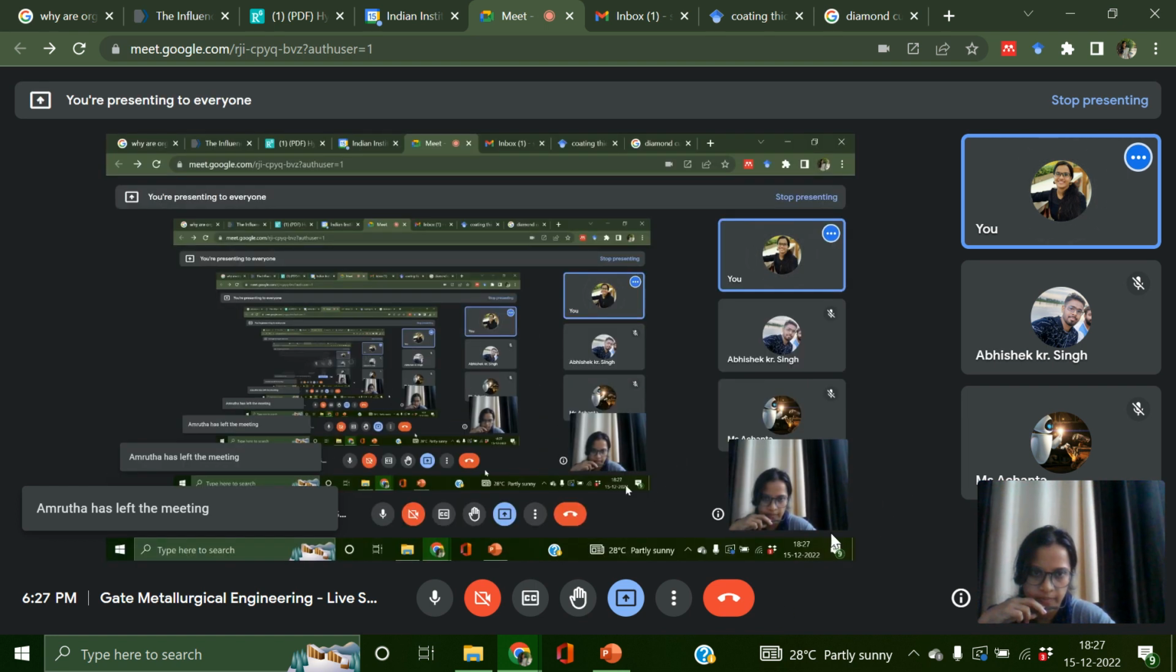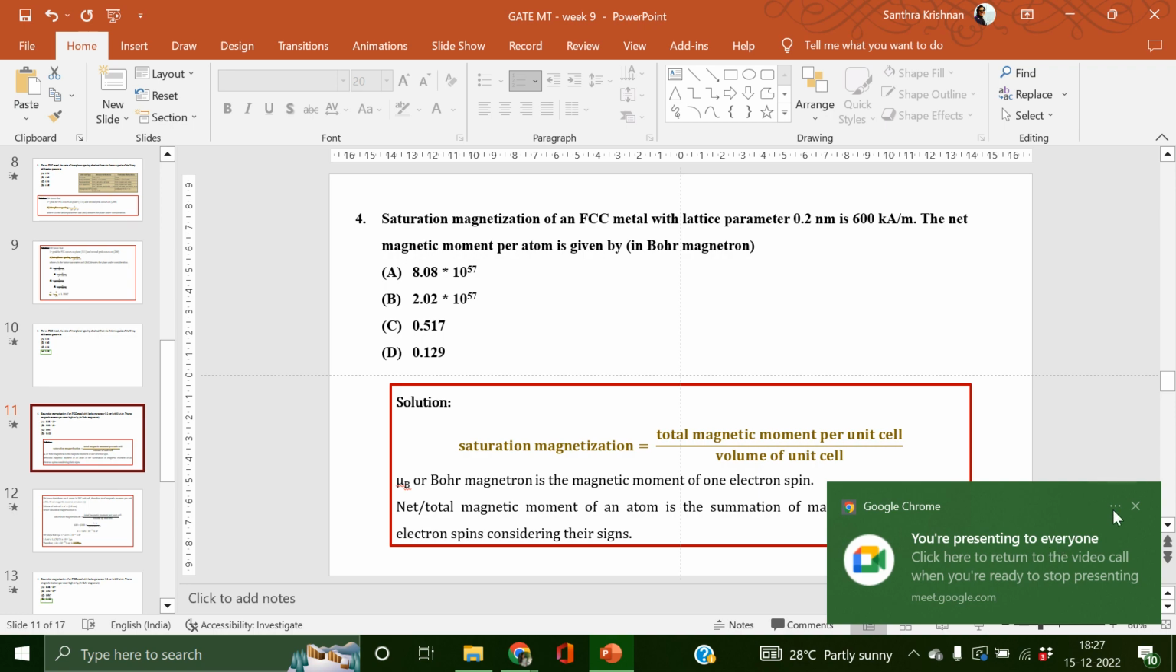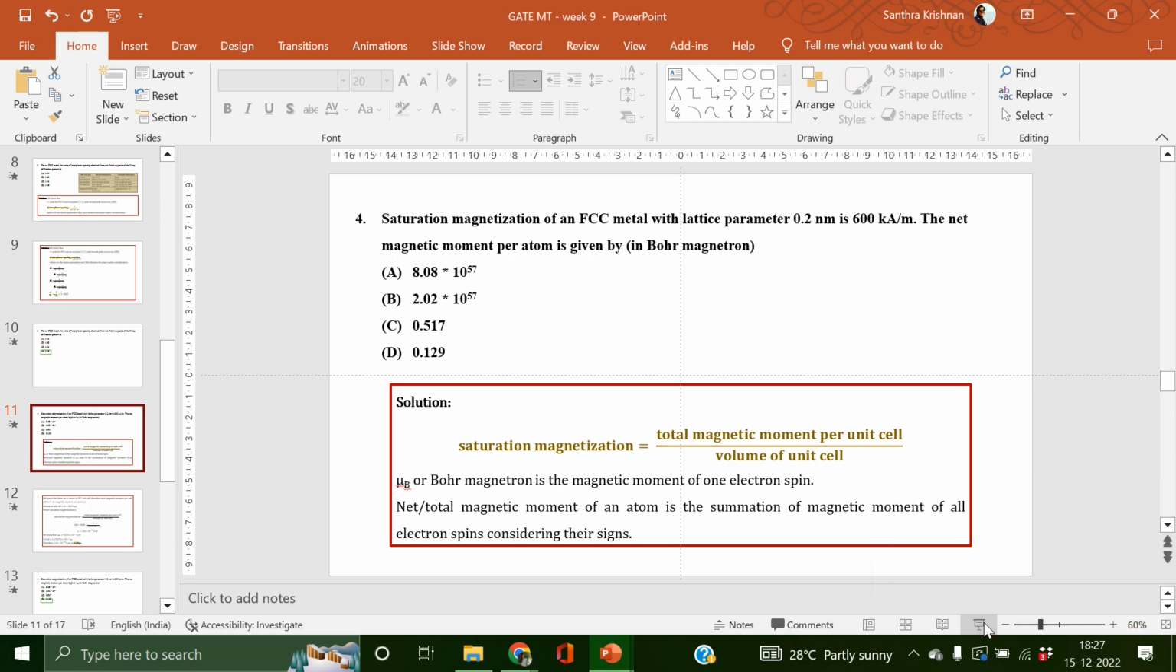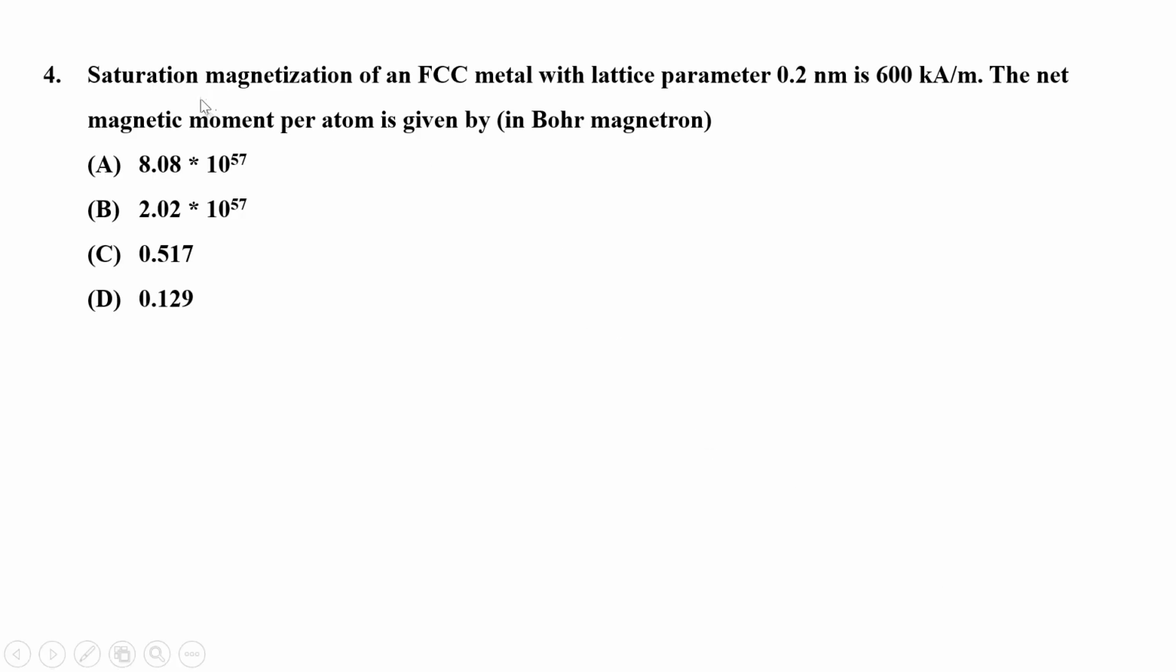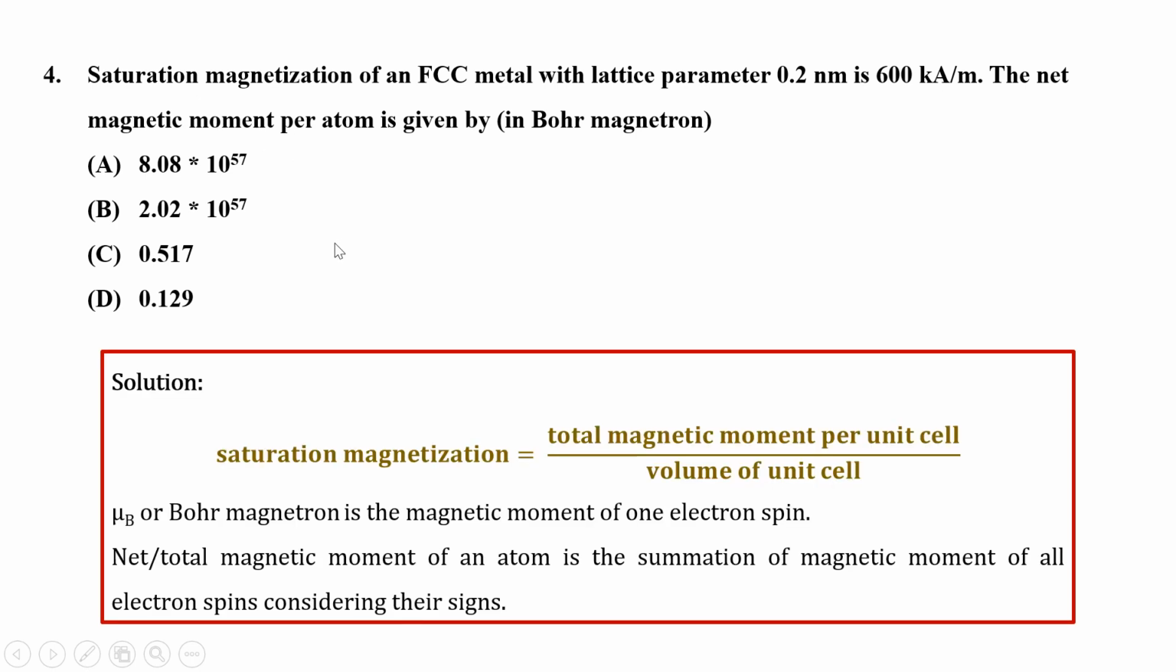Okay, fine. So first we need to know the equation for saturation magnetization. What is saturation magnetization? Saturation magnetization is defined as the ratio of total magnetic moment per unit cell divided by the volume of the unit cell. Volume of the unit cell we all will be knowing.